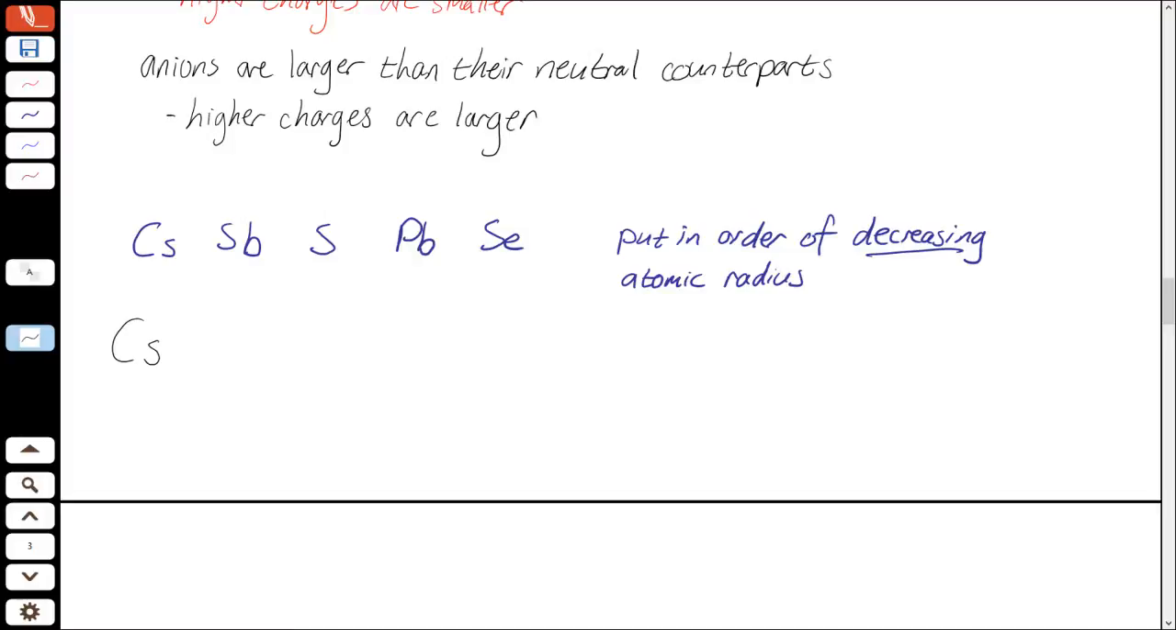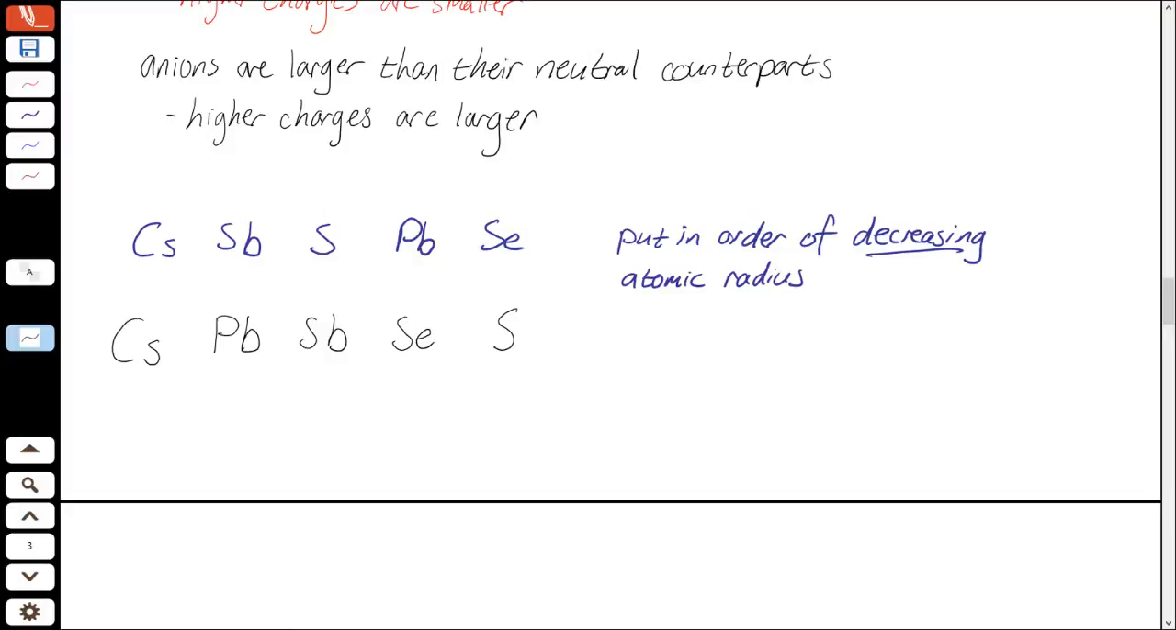Probably sulfur. Yep. Okay, so how did you order the 2 in between there? So you've got selenium number 34, antimony 51, and lead 82. Yeah, so you'd go probably lead, antimony, and selenium.